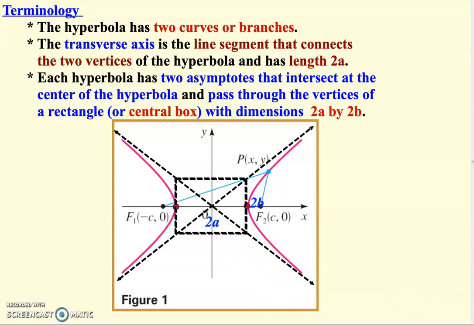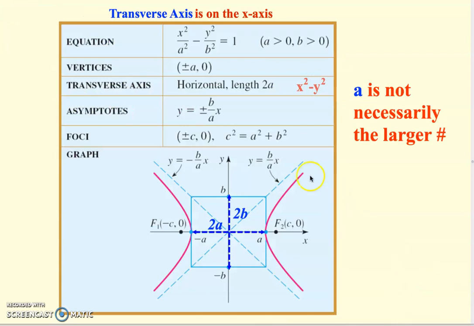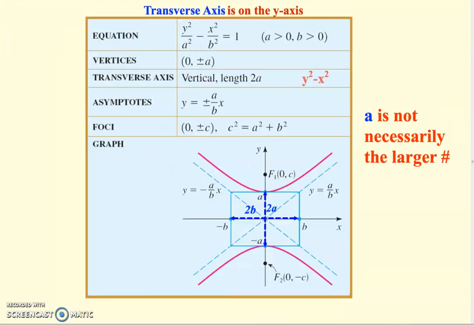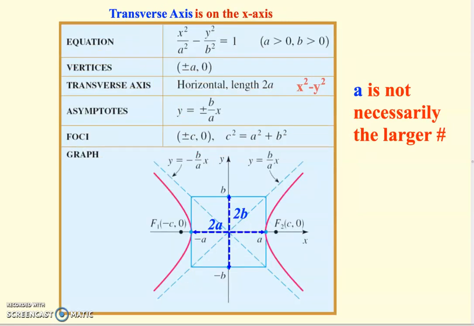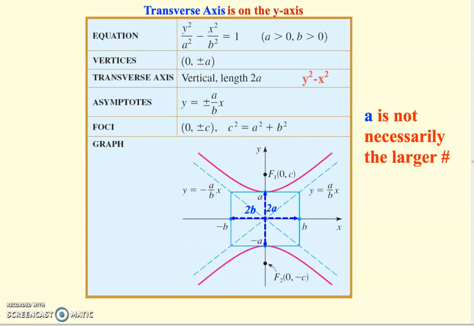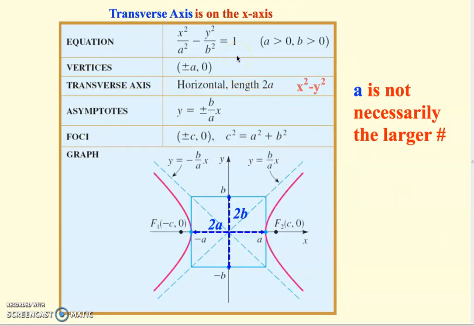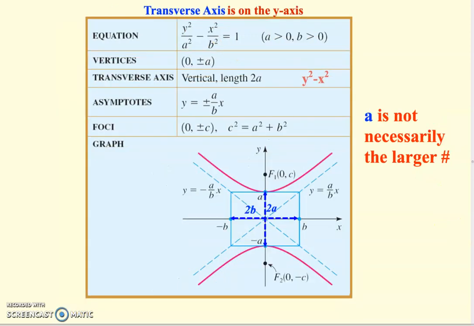Okay, let's break down the equations. We've got two types. I'll flash back and forth here. We've got left-right opening and up-down opening, or we would call this a horizontal and this a vertical. If you look at your equations, the main difference is x squared minus y squared versus y squared minus x squared. That's how we'll tell left-right or horizontal from vertical.